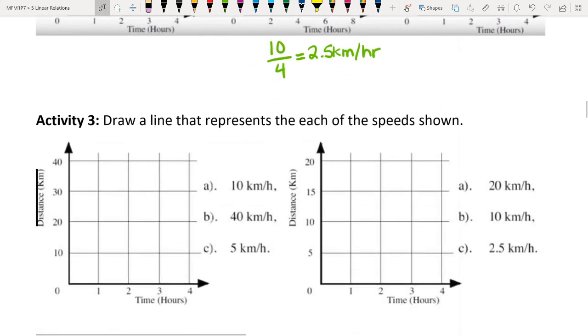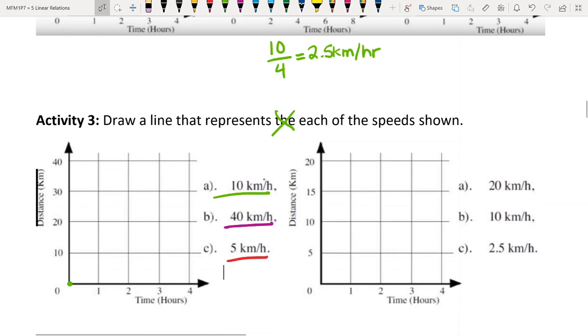All right, activity 3 has us draw a line that represents each of the speeds shown. All right, draw a line that represents each of the speeds shown. And when we do that, we could start really anywhere on this graph here, but what we'll do is we're going to start at 0, 0 for all 3 of them, and I'll use different colors. I'll use this green for that, I'll use purple for this one, and I'll use red for that one.